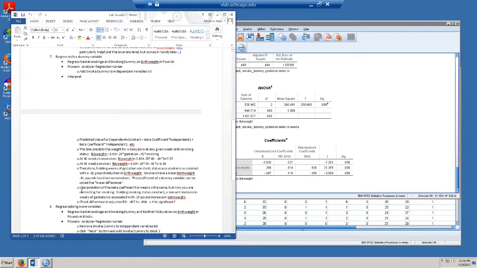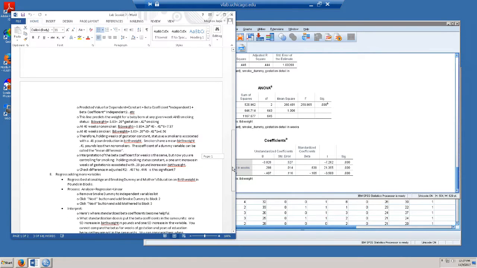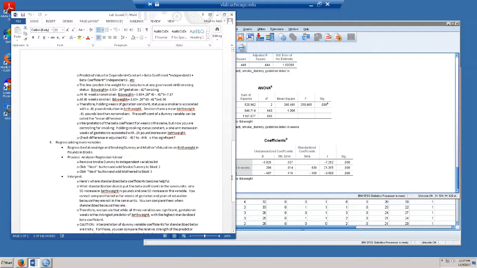And then your interpretation for weeks of gestation for that same regression is the same, only you add that you are controlling for smoking. Holding smoking status constant, a 1 unit increase in weeks of gestation is associated with a 0.28 pound increase in birth weight. And we can see that there is a slight increase in our R squared when we add these variables. Whether that's significant was something that I was going to show you, but I'm not now. If you're curious, we can look at it later.